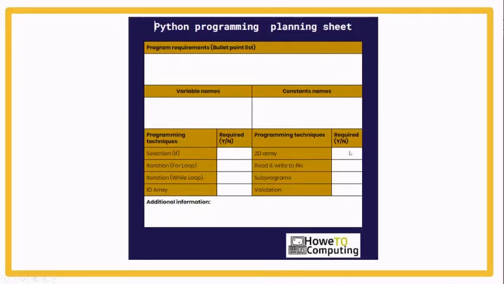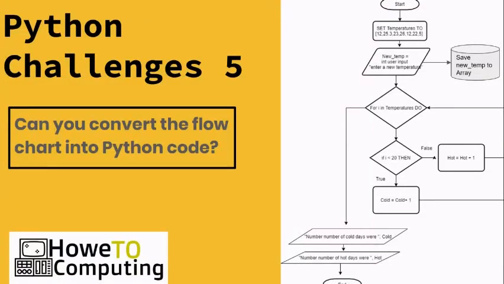Do you need to use selection? Do you need to use some of these things in here? Now, some of them are not covered yet in these challenges, but that's what we need to think about. So have a think about this planning sheet so you're really clear on some of the challenges that you can use. Okay, so have a go converting this flowchart into some Python code. So work through it and think about the correct Python key commands that you need to use.